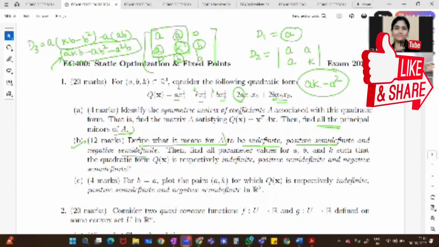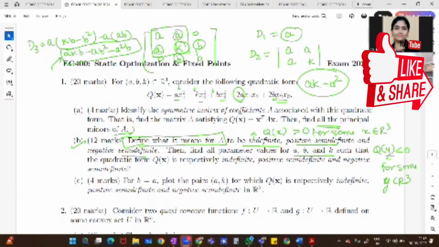Done. Now, the second question is asking me what it means to be indefinite, positive semi-definite, and negative semi-definite. It is just asking me to define first. So you need to say that, because the parameters are A, B, and K, when I get Q(x) greater than 0 for some x belonging to R3, and I get Q(y) less than 0 for some y belonging to R3, right?